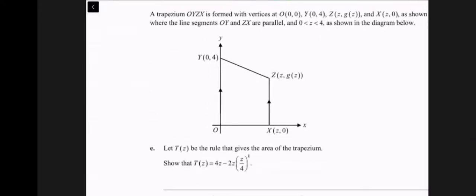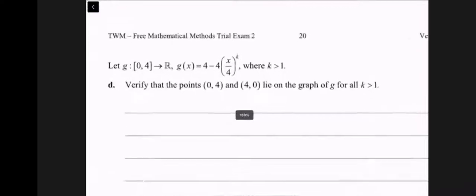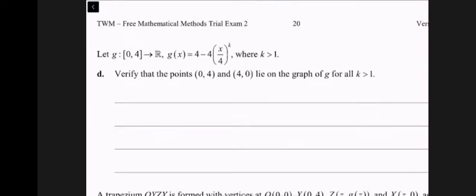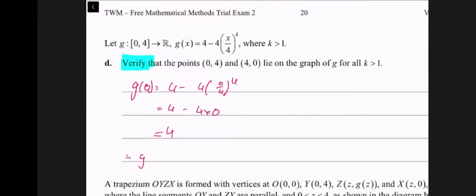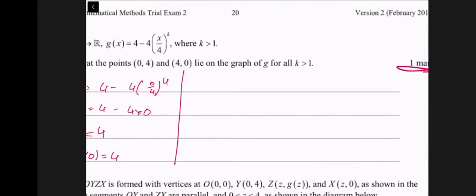So part D. Verify that these points are on the graph. If it asks for verify and not show, you can actually use the solution. So you could just sub in g(0). That's 4 minus 4 times 0 to the power k, which equals 4 minus 4 times 0, which is 4. So with show-that questions, even if they're only 1 mark, it's always best to write as much as you can, just because you never know what the mark is for.